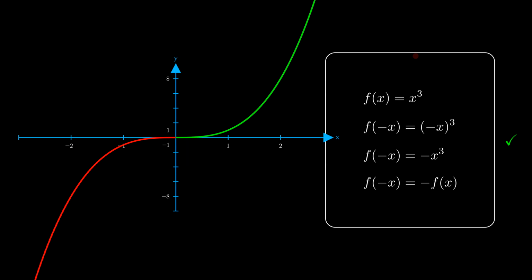And that's exactly negative f of x. And that's the definition of an odd function. f of negative x equals negative f of x. So f of x equals x cubed is odd.